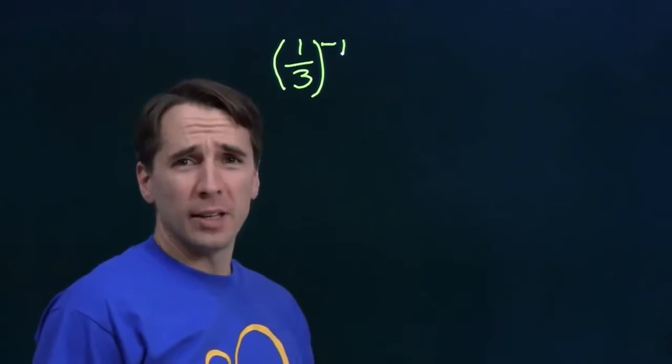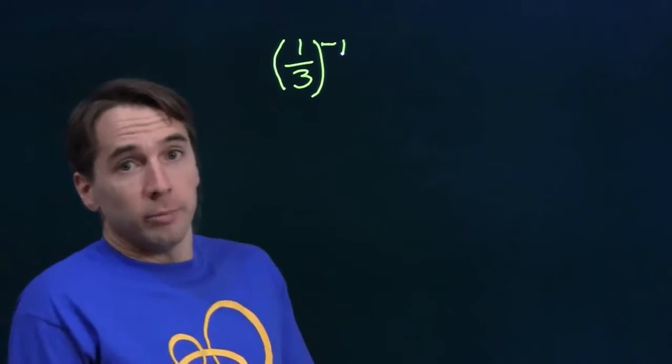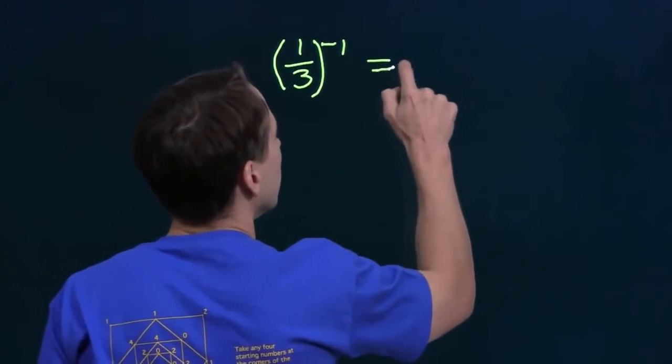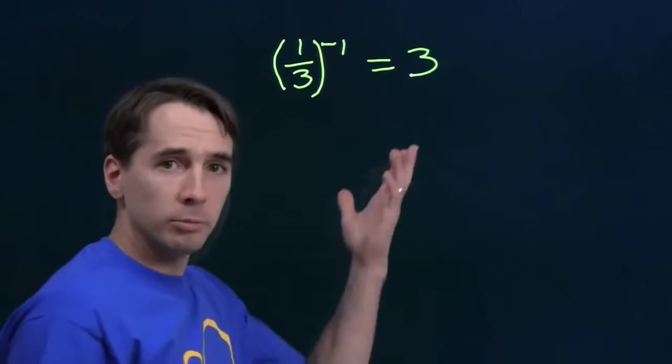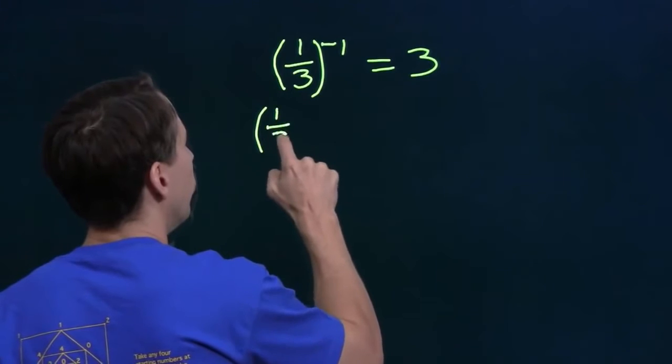Well, raising a number to the negative 1 power, that's the same thing as taking the reciprocal. So the reciprocal of 1 over 3, well, that's just 3. So 1 over 3 to the minus 1 is 3. Let's try raising that to the negative 2 power.